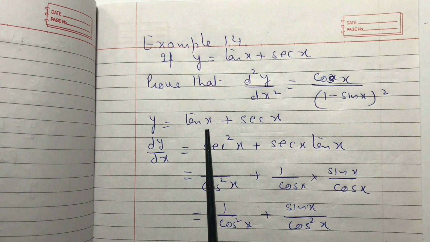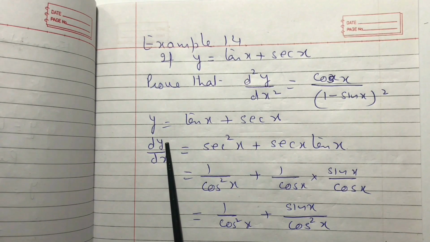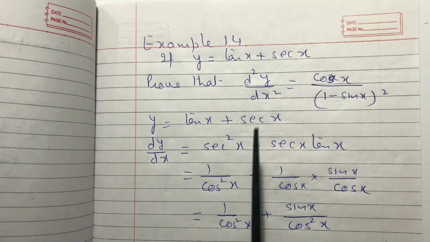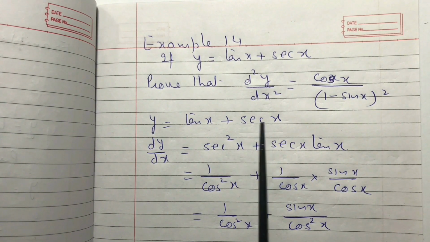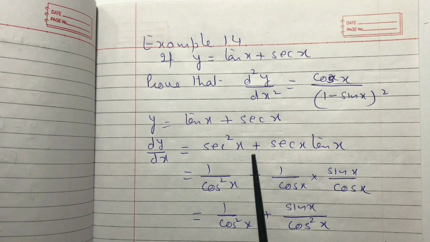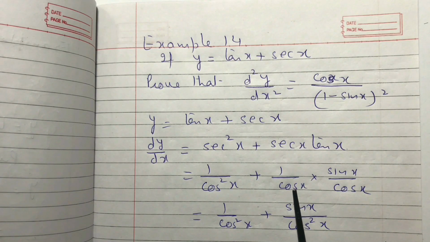So y is equal to tan x plus sec x. dy by dx is equal to differentiation of tan x, which is sec square x, plus differentiation of sec x, which is sec x tan x. Now let me simplify it. Sec square x can be written as 1 over cos square x, plus sec x is 1 over cos x, tan x is sin x by cos x. Now this is equal to 1 over cos square x plus sin x upon cos square x.